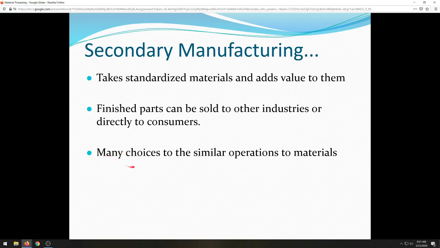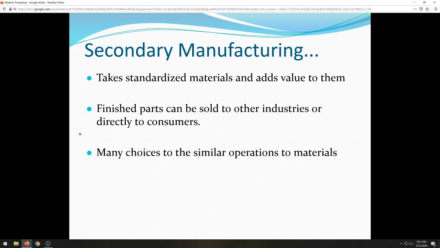And because there are so many choices with similar operations, it depends on the material, it depends on all sorts of different things, and again, we'll talk about how you choose them. But there are similar ways to get the same result in secondary manufacturing. It just depends on a few different factors like cost and the material and the precision that you want. So we'll talk about that in a second here.